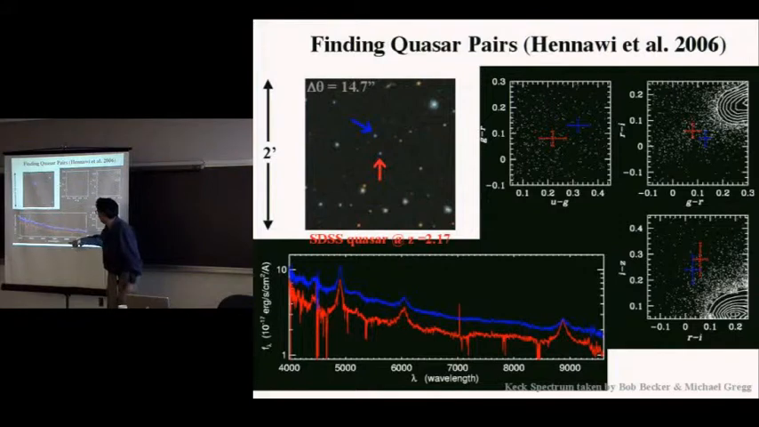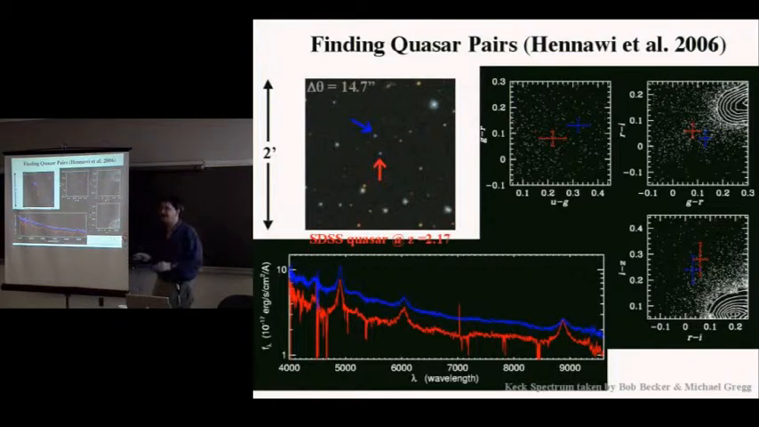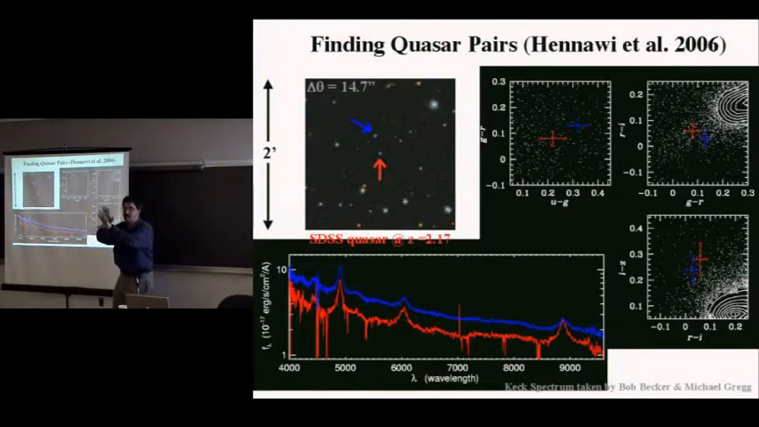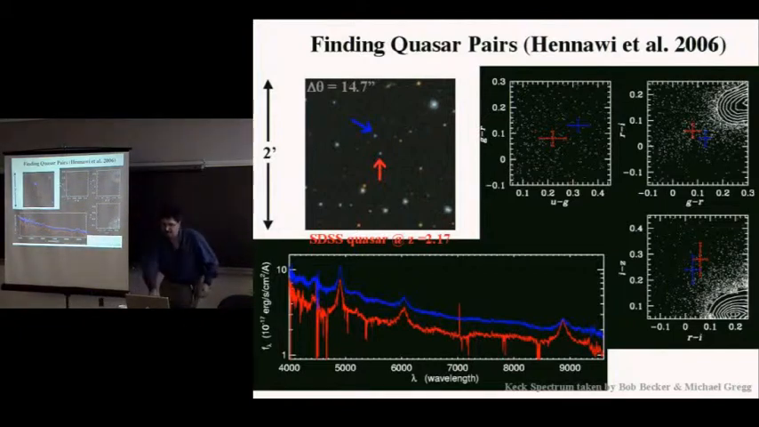Here are the two spectra. And you see the emission lines all line up. This is not a gravitational lens. In fact, the other thing we were looking for was gravitational lenses. That's another cool story, which we will not get into. But you can see that it's not a gravitational lens. The emission lines really don't look the same, even though they are at the same redshift. This is a physical pair of quasars.